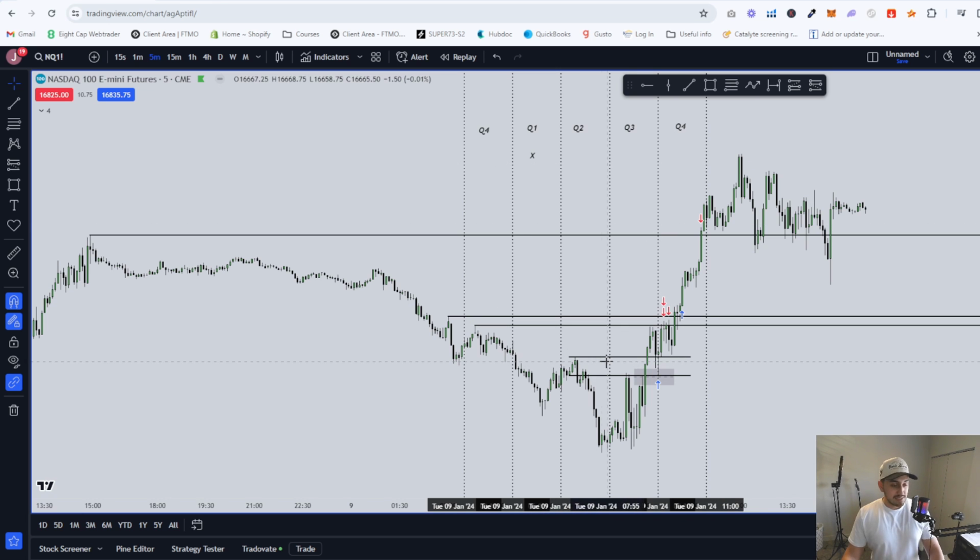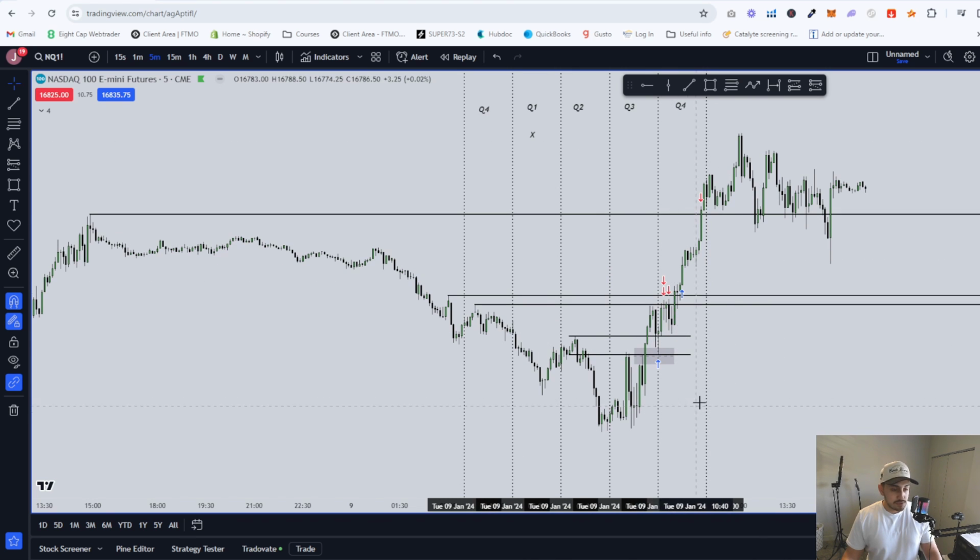Okay, so you guys can see how powerful this is when you combine the unicorn model with quarterly theory and then all the kill zone and the macros and stuff like that. So that is personally how I use quarterly theory.